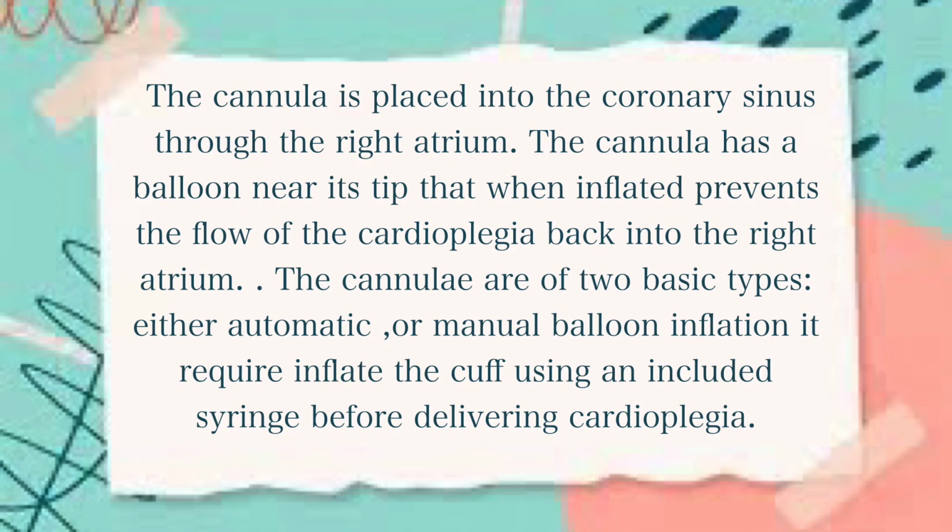The cannula is placed into the coronary sinus through the right atrium. The cannula has a balloon near the tip that, when inflated, prevents the flow of cardioplegia back into the right atrium. The cannulas are of two basic types, either automatic or manual balloon inflation. It is required to inflate the cuff using an included syringe before delivering cardioplegia.